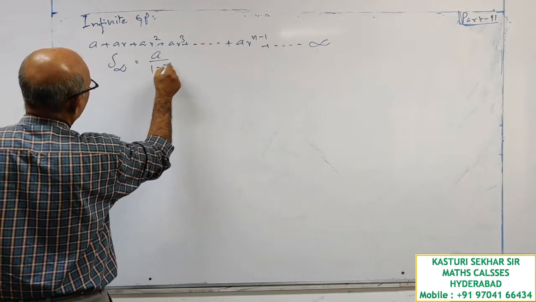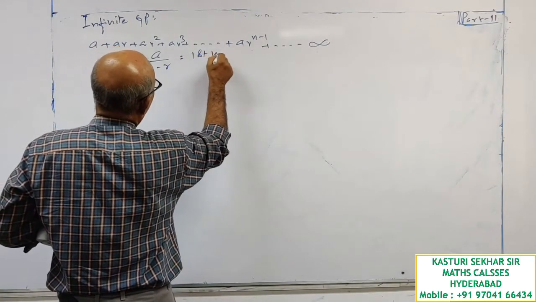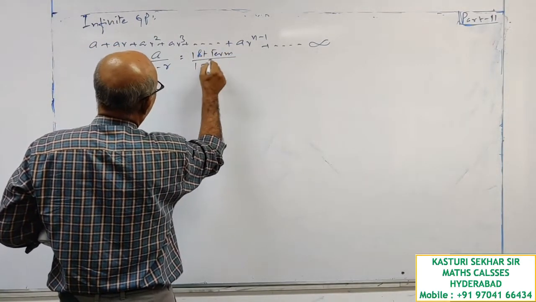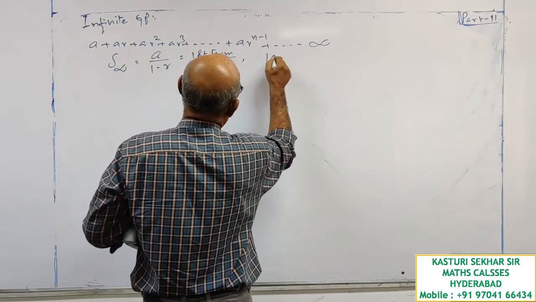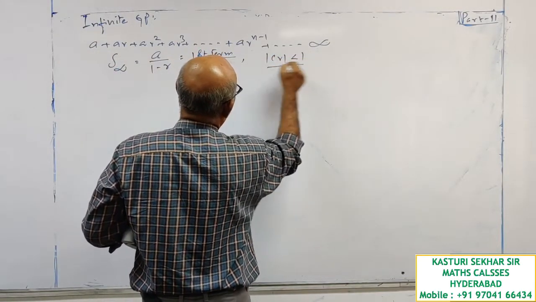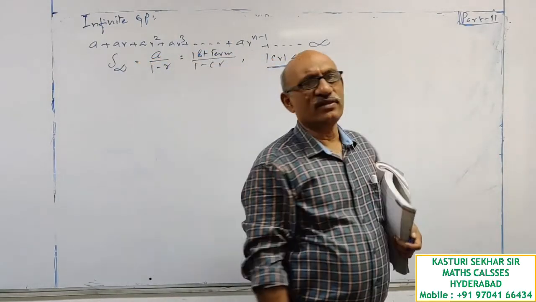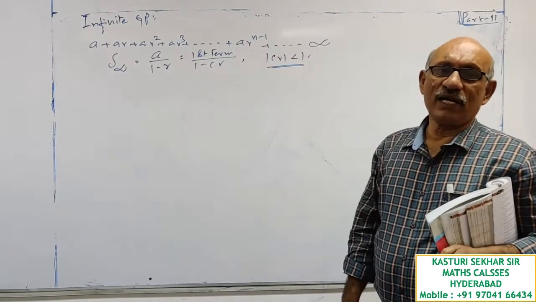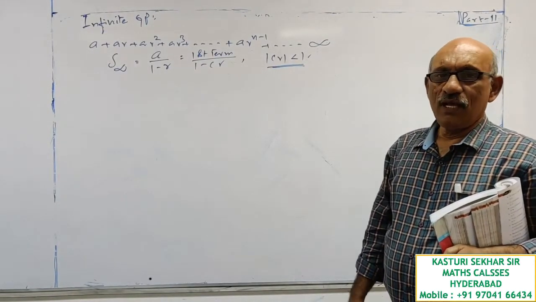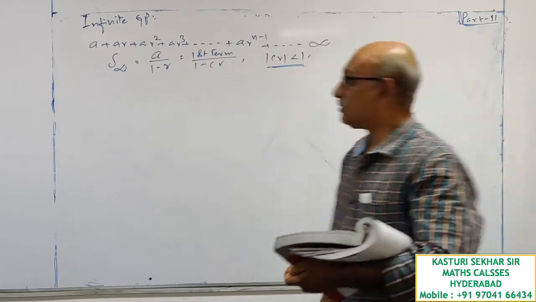S infinity is equal to A by 1 minus R. This is equal to first term divided by 1 minus common ratio, comma, modulus of common ratio is less than 1. This condition you have to verify every time, whether modulus of common ratio is less than 1 or not. Okay, let us see the problems of this.